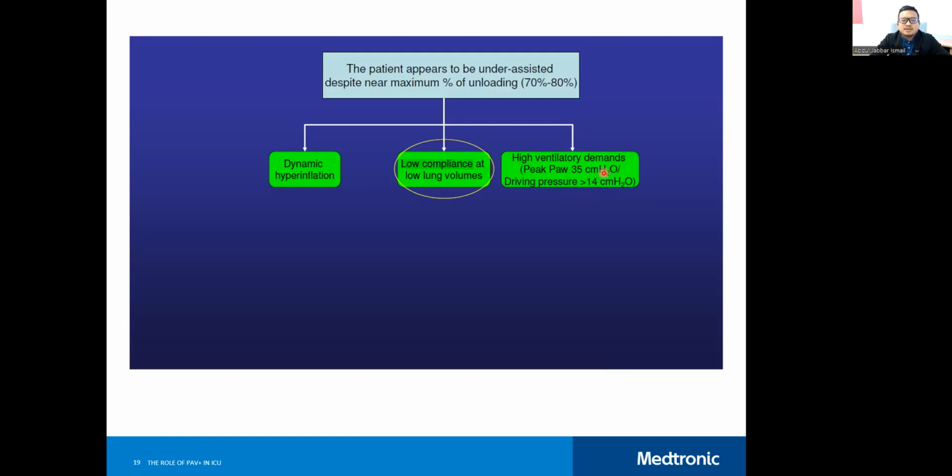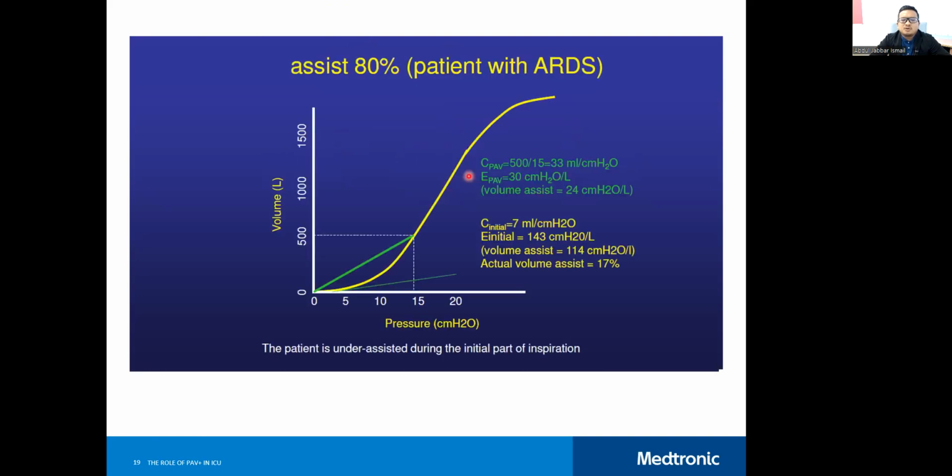Okay. So for the other two possibilities, the patient might be having low compliance because the patient is at low lung volumes. As you can see here, if you are familiar with this pressure volume curve, our lungs have this sigmoidal shape of compliance, in which when the lung volume is smaller, the compliance is low. When the lung volume is higher, the compliance is also low. So the best compliance will be in the middle part of the lung volumes.